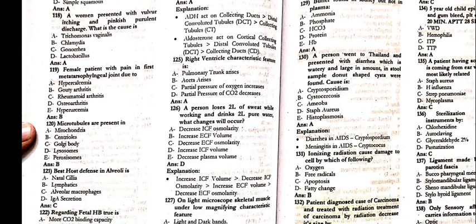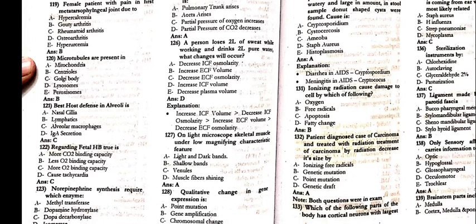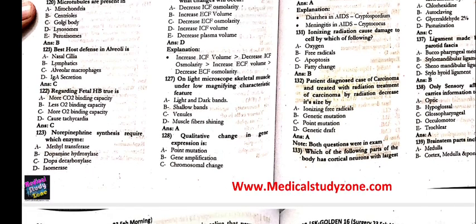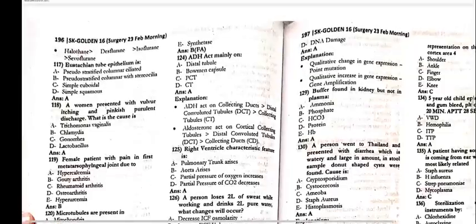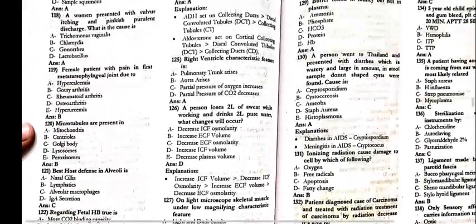125, right ventricular characteristic feature is the pulmonary trunk arises from it. 126, a person loses 2 liters of sweat while working and drinks 2 liters of pure water. What changes will occur? That is increased ICF volume. 127, on light microscope, skeletal muscle under low magnification, characteristic feature is the light and dark bands. 128, qualitative change in gene expression is due to a point mutation.